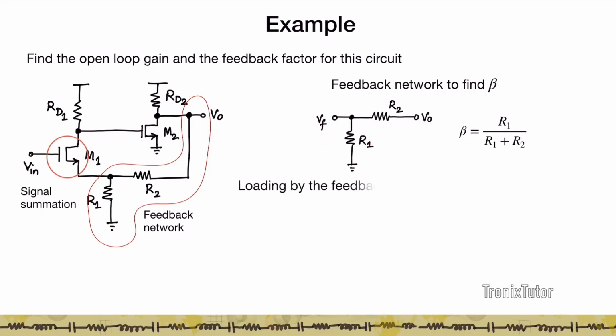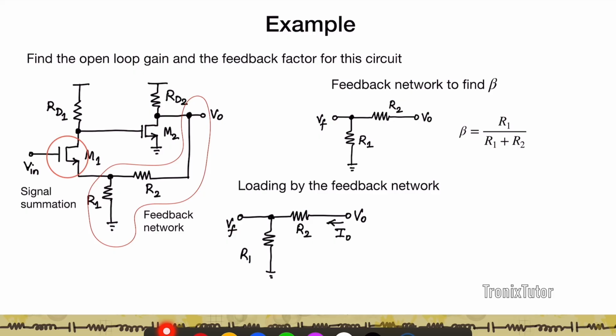Now we need to find the loading. Again, this is a very simple circuit, it's a resistive circuit. So let's look at the loading. If I want to find how this circuit loads the output, what I need to do is keep Vf open and measure the current flowing from V0 via this feedback network. And I see that the current flows through both R2 and R1, which means that the feedback loads the output as a combined resistance of R1 plus R2.